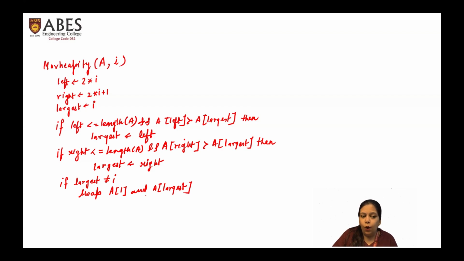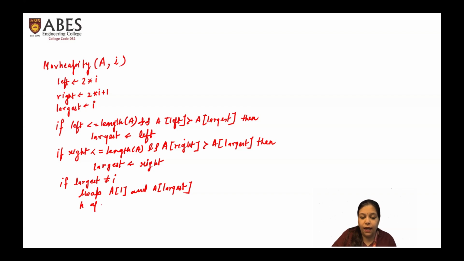But we saw in the earlier example that even after swapping, if there are still a left child and right child of the largest, then we have to heapify it again, and check it with its left child and the right child. So how can this be done? This is a very important step. How can this be done?